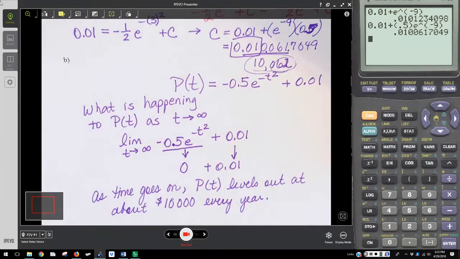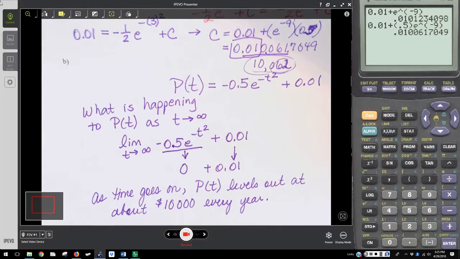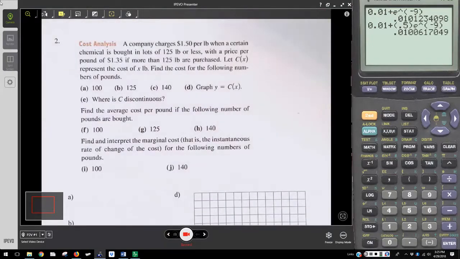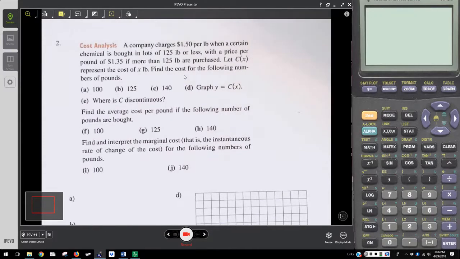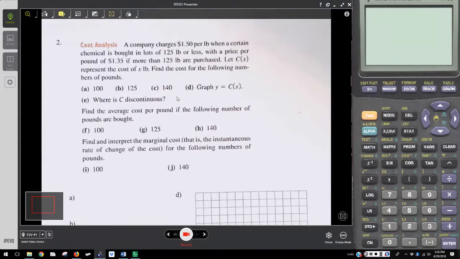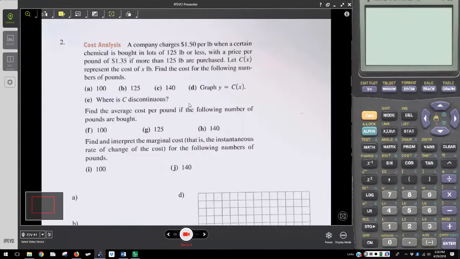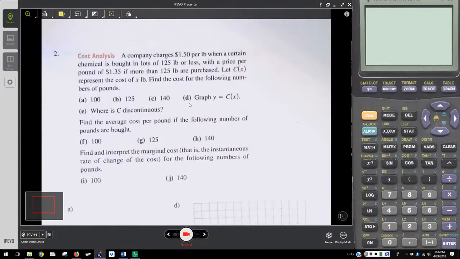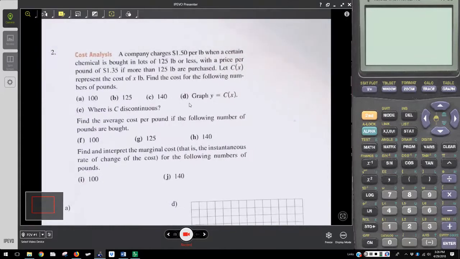And this is a problem out of chapter 15, I think probably 15.1. Our second one is a cost analysis problem, and this cost analysis problem actually goes all the way back to chapter 12. And when you go all the way back to chapter 12 with this problem, you're talking about what is going on with the cost itself and where is the cost discontinuous. So the first thing we need to come up with is a cost function.